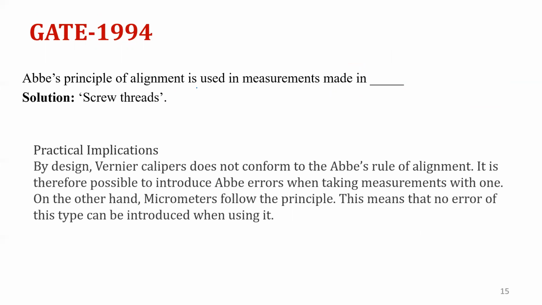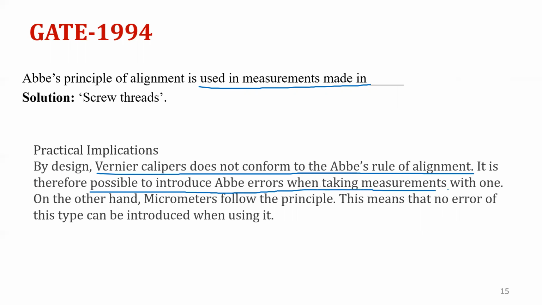Abbe's principle of alignment is used in measurements made in... So for understanding this, we need to know this. By design, vernier calipers do not conform to Abbe's rule of alignment. It is therefore possible to introduce Abbe's errors when taking measurements with the vernier calipers.